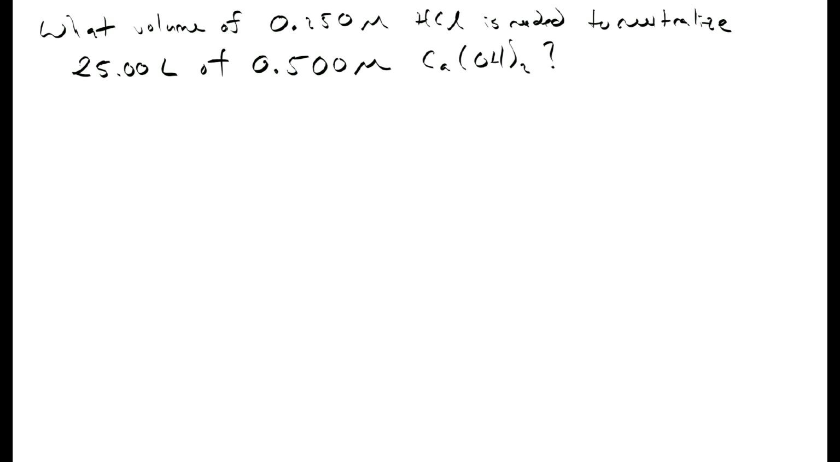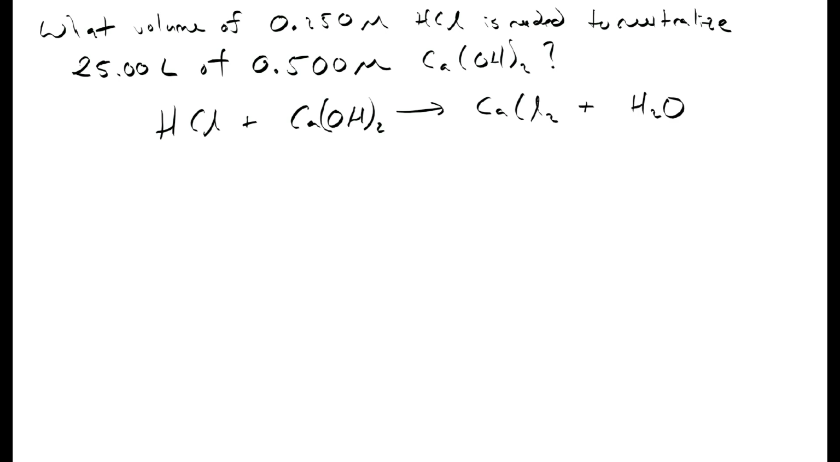First off, we balance the reaction. HCl plus Ca(OH)2 goes to form CaCl2 plus H2O. This is really straightforward to balance. We just needed a 2 right there, and another 2 right over here.